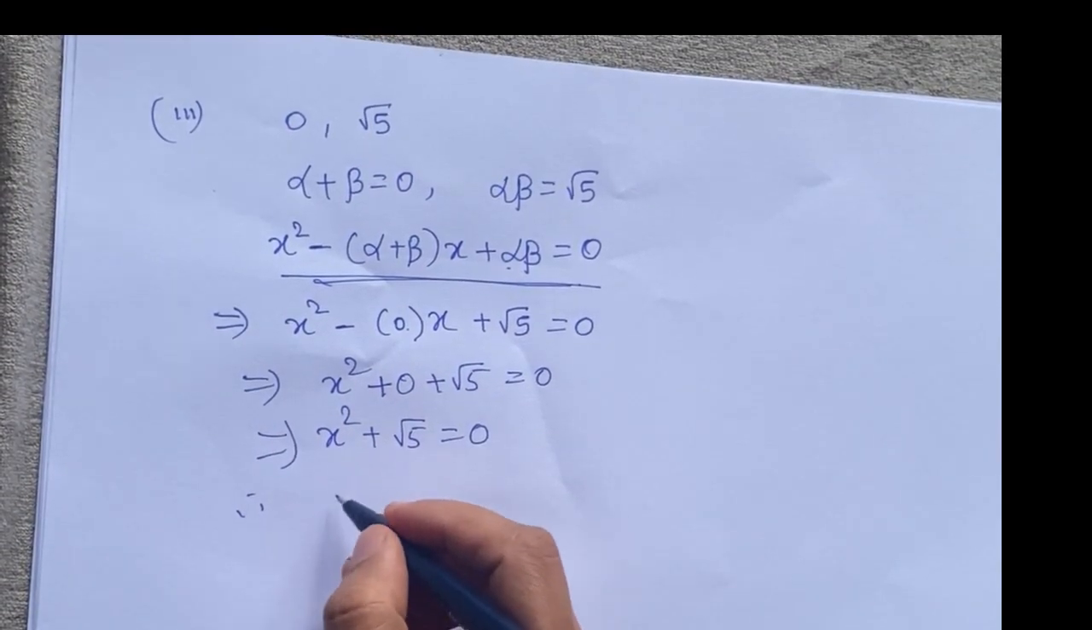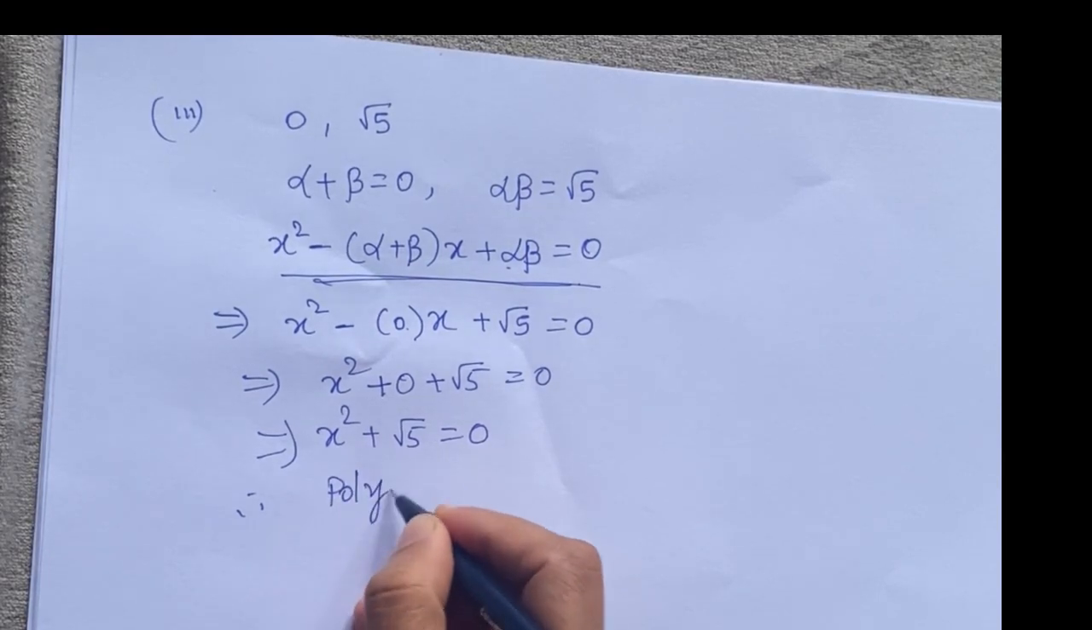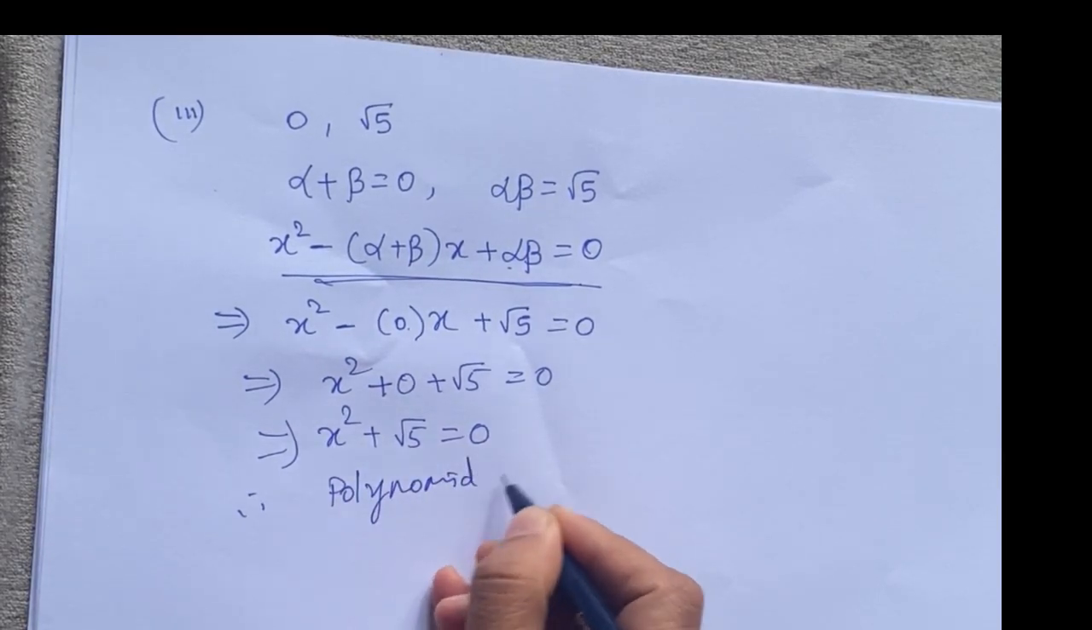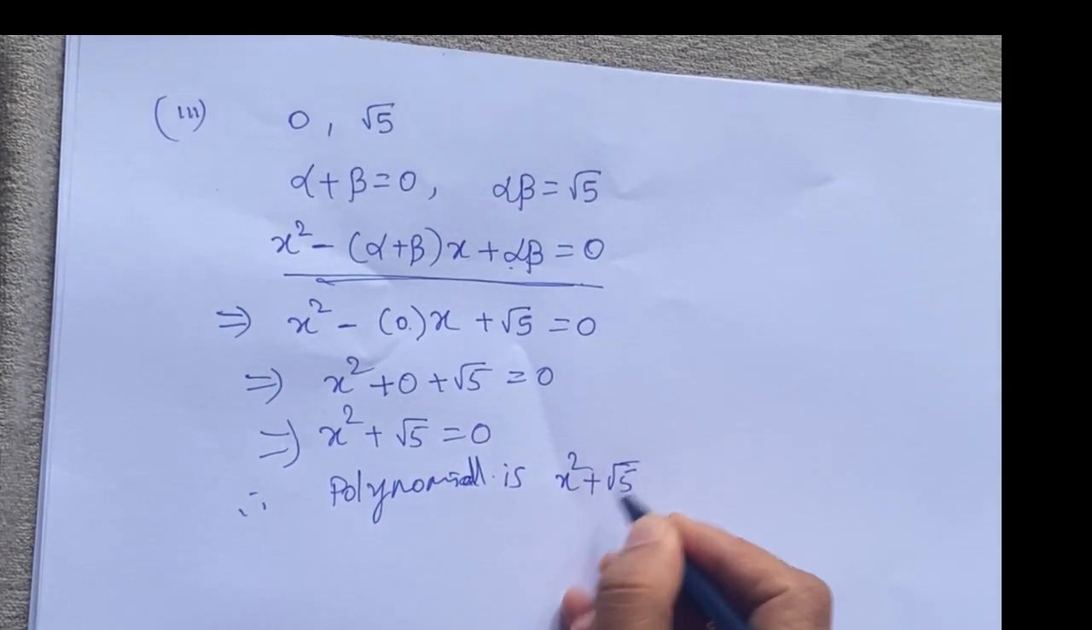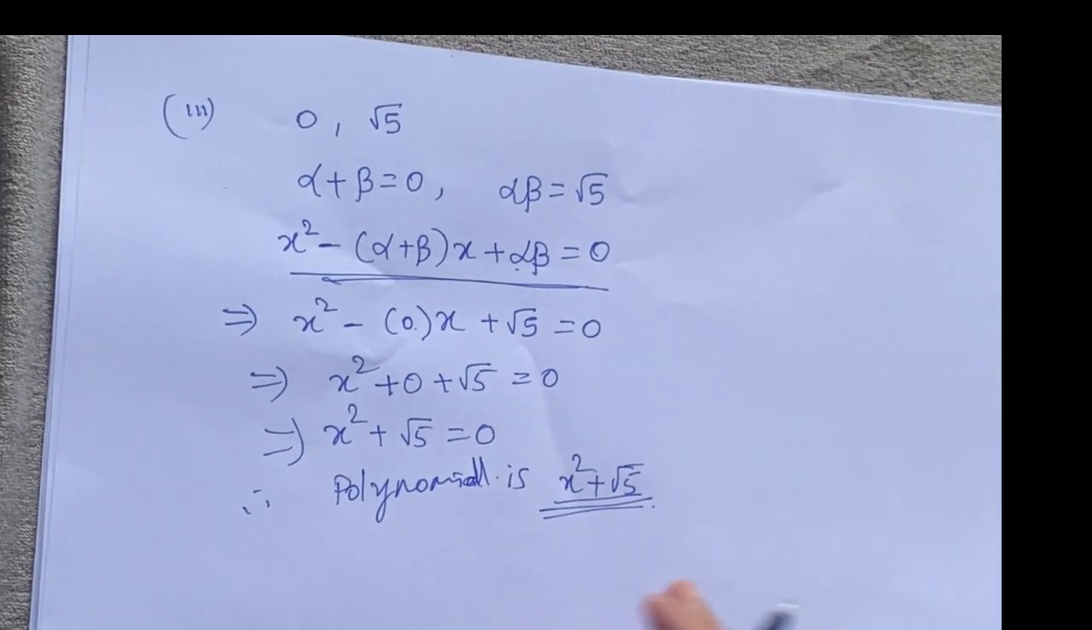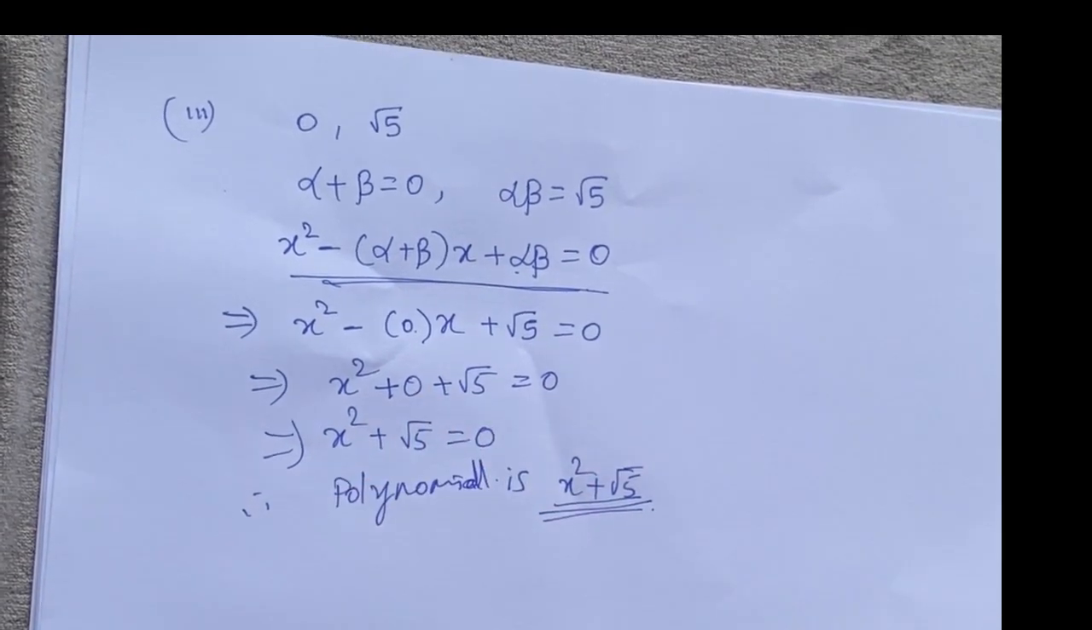x square plus root 5 is equal to 0. Therefore, the required polynomial is x square plus root 5. This is the required polynomial, x square plus root 5. Don't write is equal to 0.